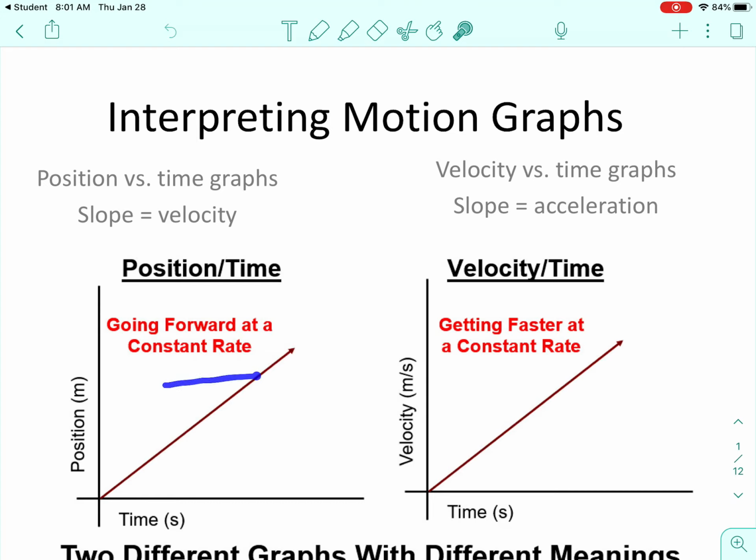If you have a flat line, then that means that you are not moving on a position time graph. And if you have a curved line, then you are accelerating. So those are the main lines for a position time graph.